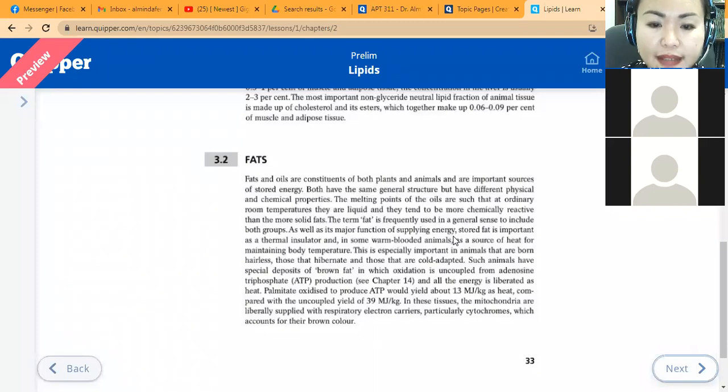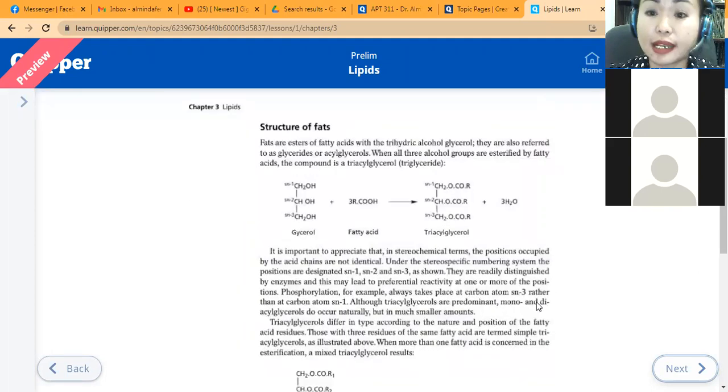Kasi they are very reactive than the more solid fats, yung ating liquid fats. And usually, like for example, sa warm-blooded animals, they become source ng kanilang heat hanggang mag-hibernate at they are adapted to the cold. So, meron din tayong tinatawag na mga special deposits like brown fat na nag-o-oxidize into ATP, which will be discussed next on. And they have been very important sa mga tissues, mitochondria, respiratory electron carriers, cytochromes, and many more. So, generally, yun lang naman ang coverage ng about fats.